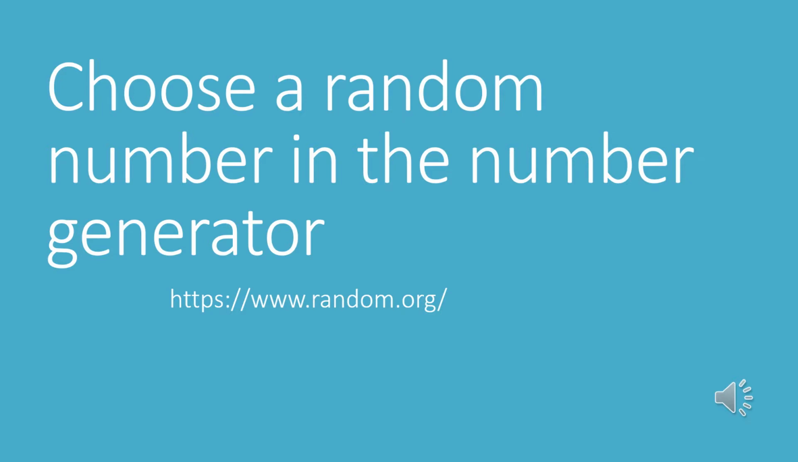First step, choose a number in the number generator. You could go to www.random.org. When you get to the website, you could put in the numbers that you want to get. You could go minimum 1 and the maximum could be 20 as you start. You click generate and it will give you a number between 1 through 20.